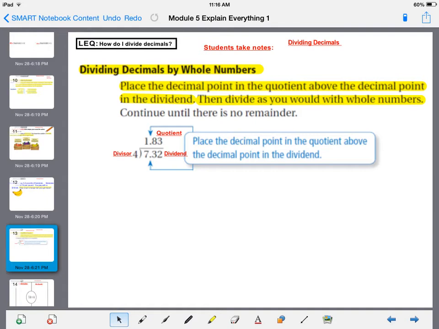Now we move on to dividing decimals by whole numbers. And the rule says when you have a decimal in the dividend, all you have to do is simply bring up that decimal point into your quotient, or your answer, and then you would divide as normal. So in this case, we have 7 and 32 hundredths. We bring up that decimal point, and then we would divide 4 into 7 and 32 hundredths.